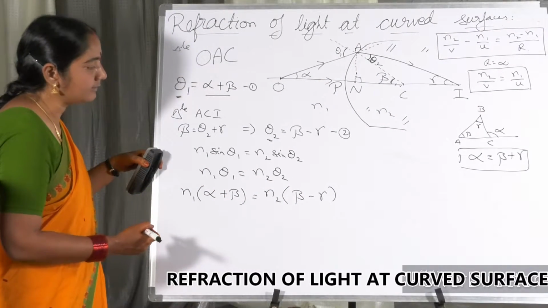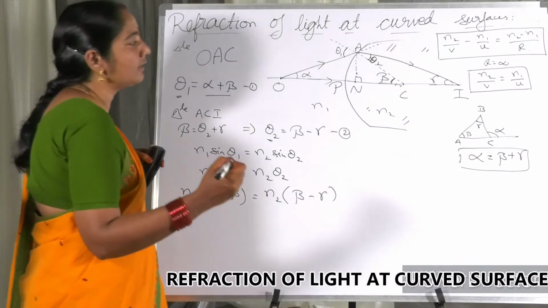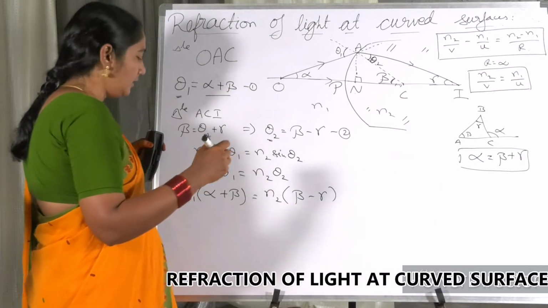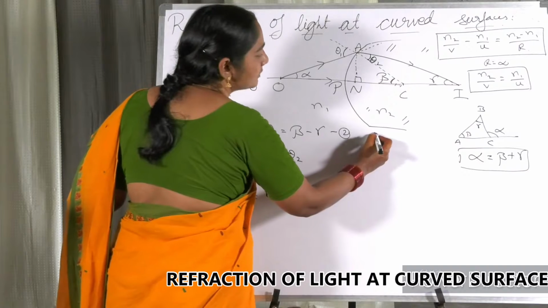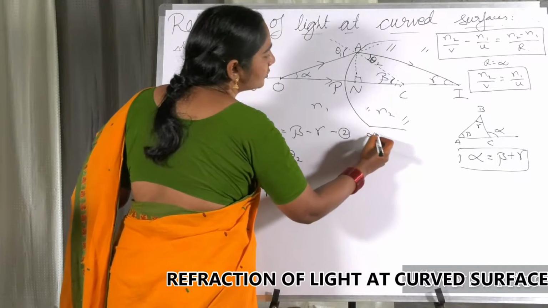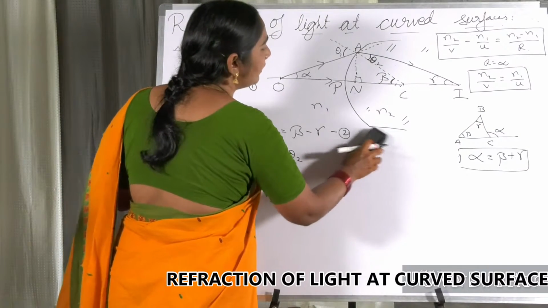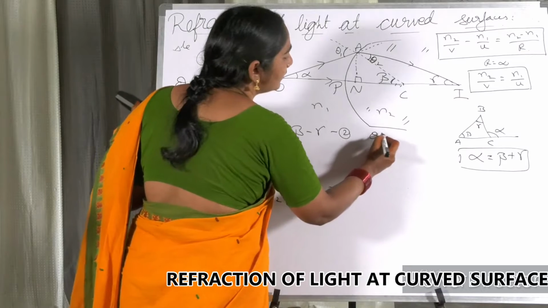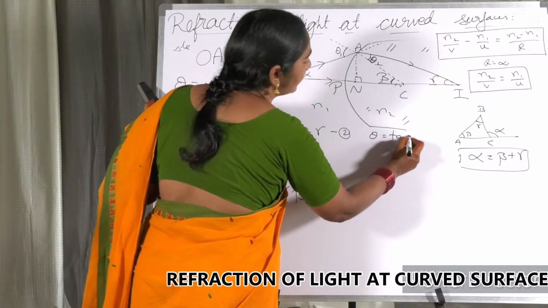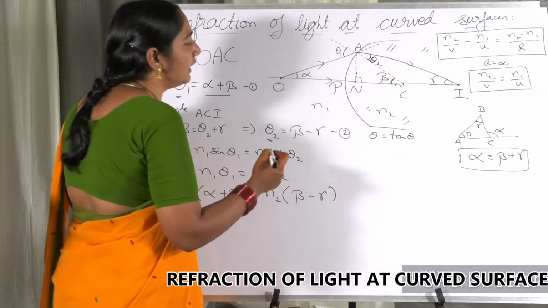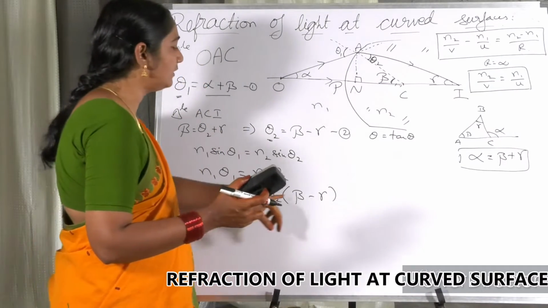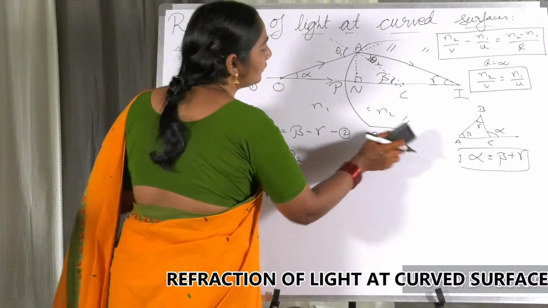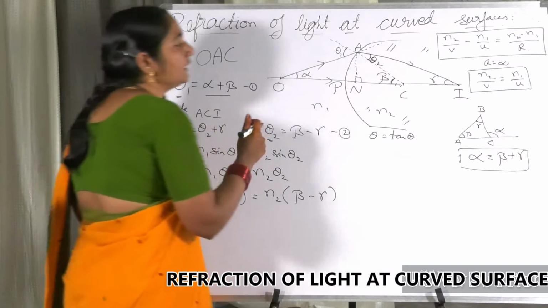Now my dear friends, please try to understand here. When any angle is small, theta is also equal to tan theta. Now we are trying to find out the values of alpha, beta, gamma in terms of tan theta. What is this tan theta?